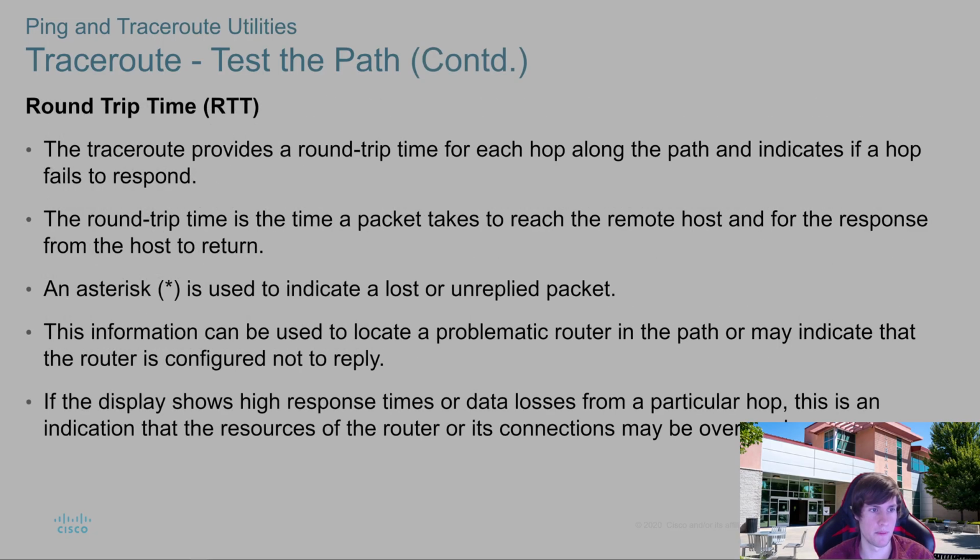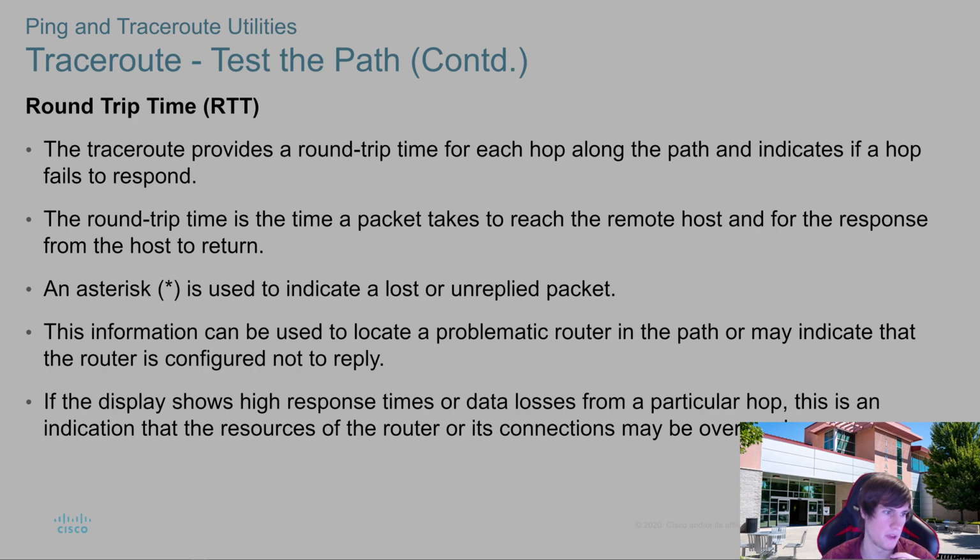So round trip time, RTT. Traceroute provides how long it took for each hop. So again, you can see if maybe there's a timeout, how long it timed out, or if there's excessive packet loss or traffic congestion in a certain part of your network. You can see that on the round trip time. And then asterisks, you can see if something got dropped. It's just the shorthand. So this information can be used to find the problematic router.